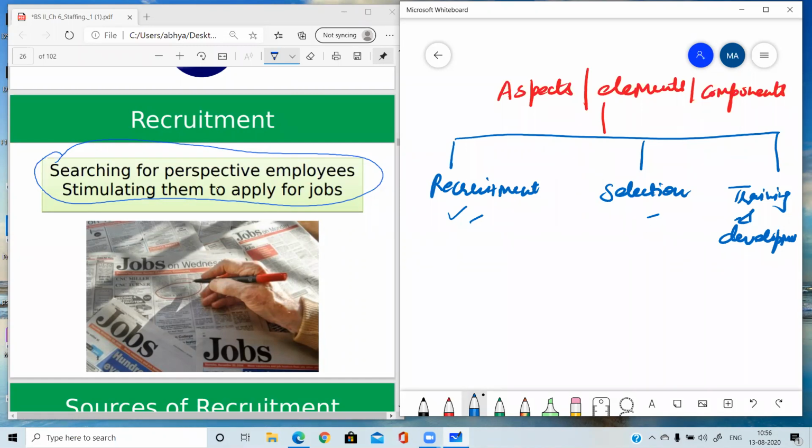Okay, so in recruitment, basically two functions are done. First is the searching for the prospective employees, and second is the stimulating them. Searching for the prospective employees and stimulating them for what? To apply for the job. So this is all about the recruitment.